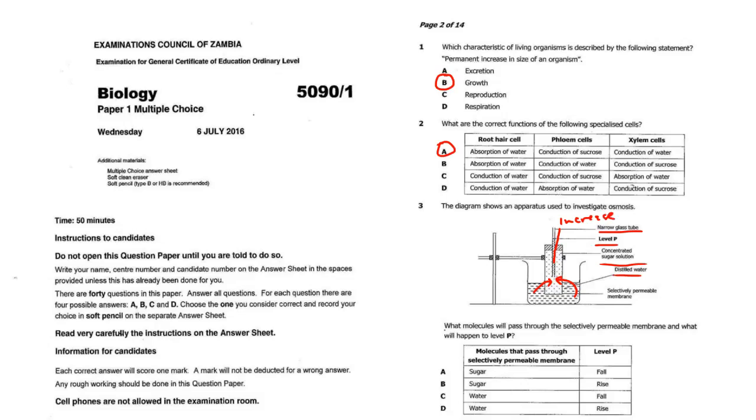So what is the answer? The molecules that pass through the selectively permeable membrane are water. There's water outside here, so it crosses the membrane into the inside. So what passes is water. Level of P will increase because water crosses. So the answer is D.